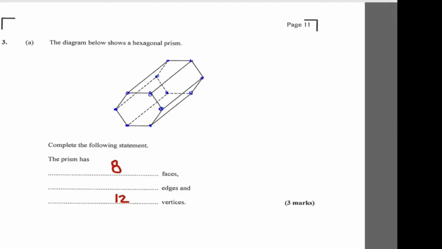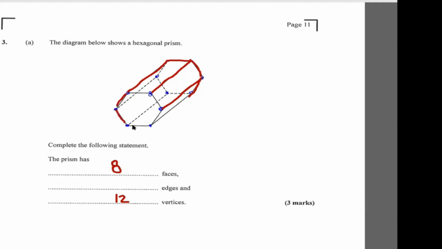Now, the next one we need is edges. Now, edges, this is where 2 faces meet. Whenever 2 faces meet, it gives you an edge. So what am I saying is an edge? So this is an edge. Going down here, this is an edge. So that's 1. Where two faces meet is an edge. This is another edge, that's 2. This is another edge, this is 3. This is 4. This is 5. This is 6. This is 7. This is 8.